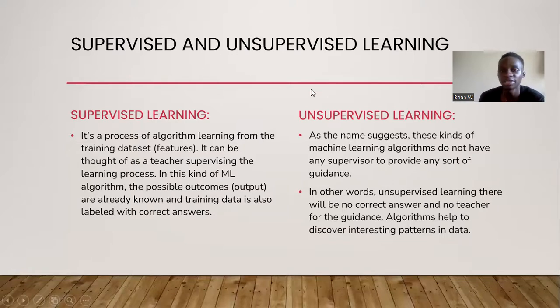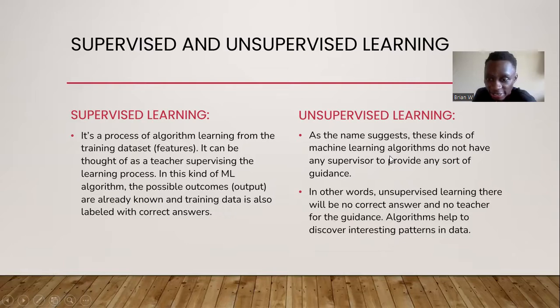So we are going to look at the differences between supervised and unsupervised learning, and how we can utilize such techniques in our project. So in supervised learning, it basically means that we have the input, it's already known, and you already know the output also. So it can be thought of as a teacher supervising the learning process. In this kind of algorithm, the possible outcome, which is the output, or the features are already known, and the training data is also labeled with correct answers. So we already know the input and output.